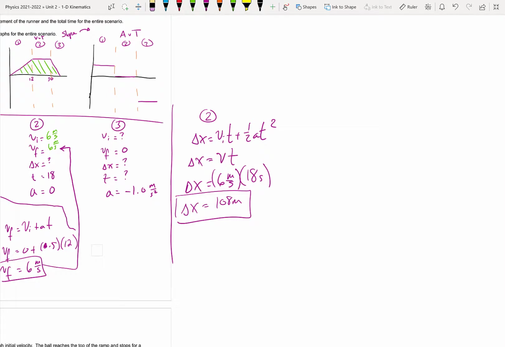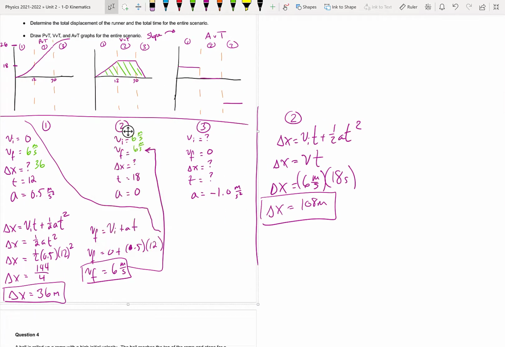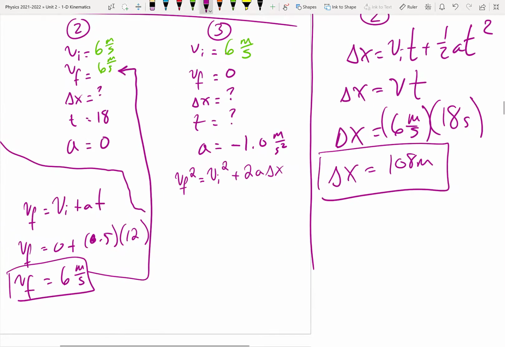So here in phase 3, we now know that our initial velocity is going to be our 6 meters per second. Looking at my velocity graph helps me recognize that. Excuse me. And now I can find my delta x if I use an equation that doesn't have t in it. So I think I got one right here. Because we know our final velocity is 0. So final velocity is 0. Pop that in there real quick. We got vi squared plus 2a delta x.